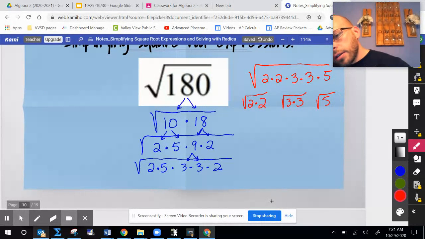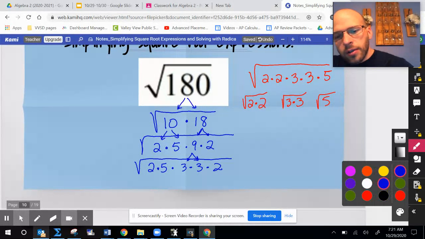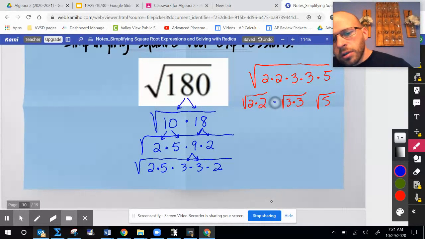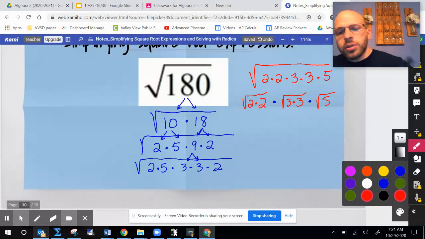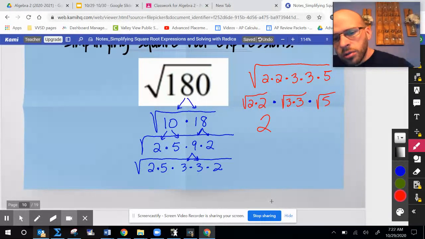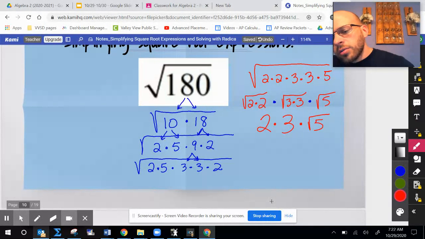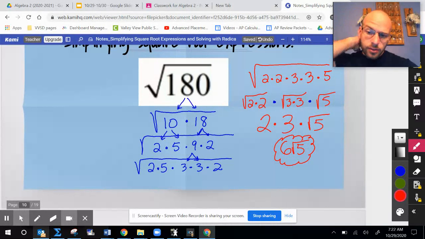into my 3 radicals, right? So I have the square root of 2 times 2 times the square root of 3 times 3 times the square root of 5. And the square root of 2 times 2 is just 2 times the square root of 3 times 3 is just 3 times the square root of 5, which we can't do anything with. Now you can combine the 2 times 3 together. That just gives me 6. And I get my answer.